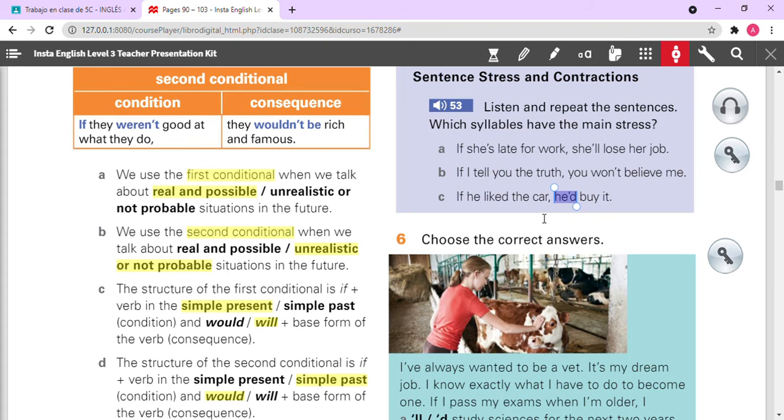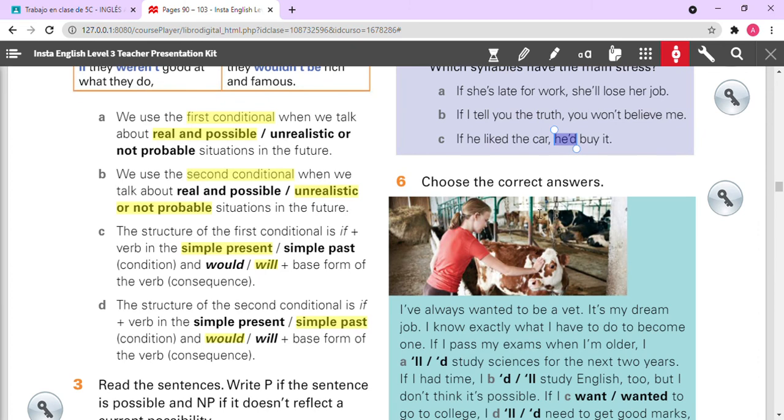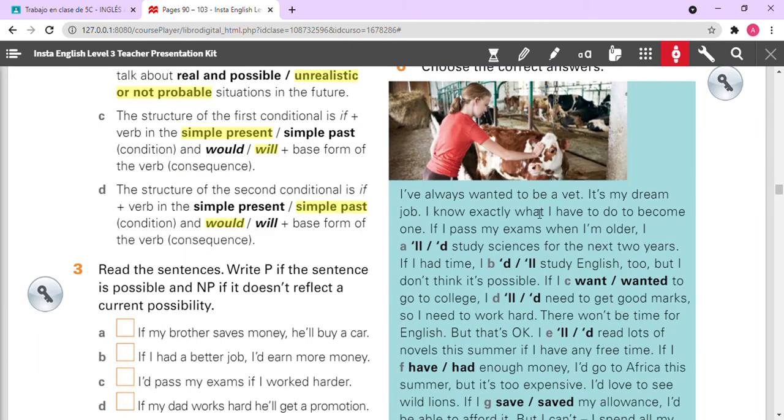Number 6. Choose the correct answer. The idea is to identify first or second conditional. I've always wanted to be a vet. It's my dream job. I know exactly what I have to do to become one. If I pass my exams when I'm older, exactly, I'll study sciences for the next 2 years.